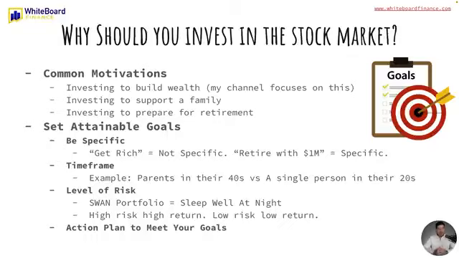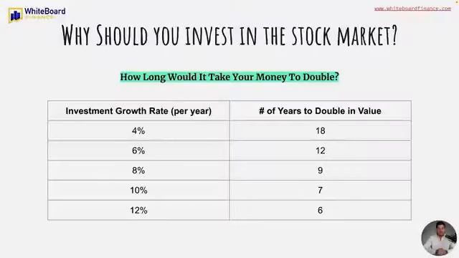Finally, we have level of risk. So I like to call it my SWAN portfolio. SWAN stands for Sleep Well at Night portfolio. And then also you have high risk, high return, low risk, low return. Again, as investors, we are compensated for the level of risk we're taking on. And then finally, we need to set up an action plan to meet your goals when it comes to investing.